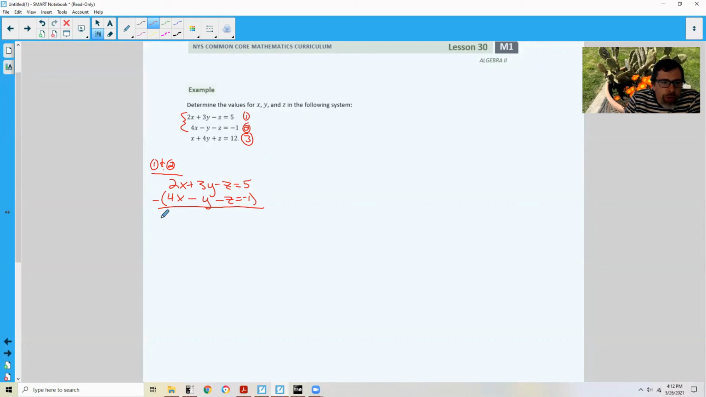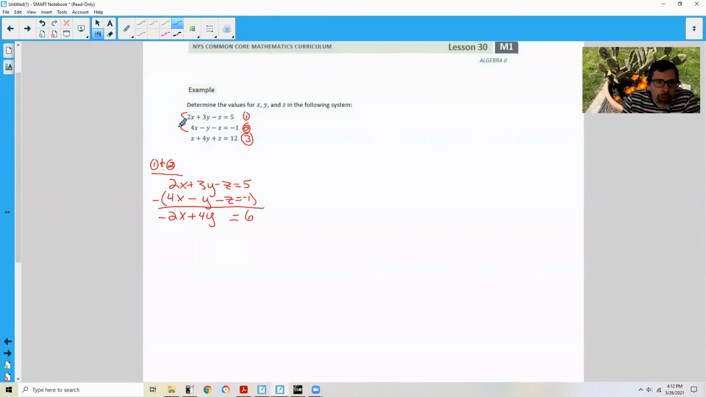2x minus 4x is a negative 2x. 3y minus a negative is plus. 3y plus y is 4y. Negative z minus a negative z is plus z. Negative z plus z cancels, and I get 5 minus a negative 1, which is 5 plus 1, or 6. So now I have negative 2x plus 4y equals 6. That was from combining 1 and 2 and getting rid of z.